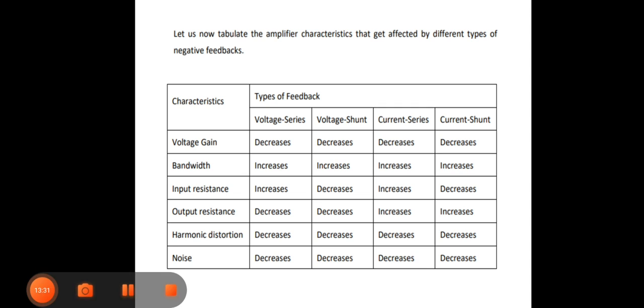So this is about the general characteristics of negative feedback amplifiers. I hope, students, you all understood the different types of configurations and their characteristics.